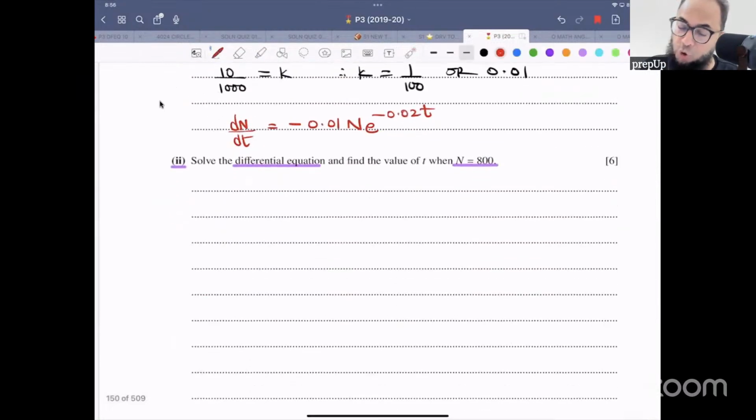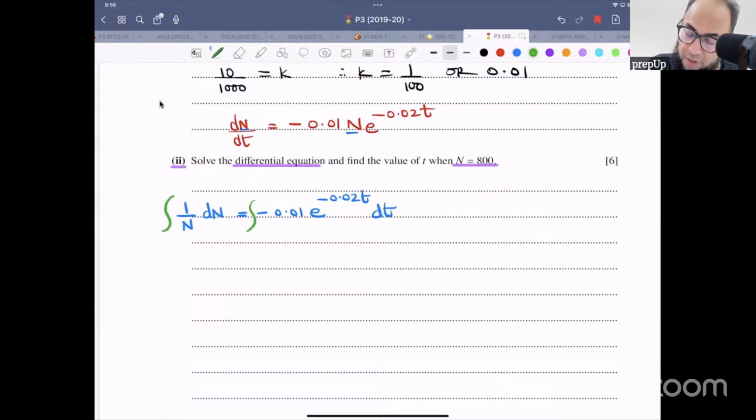Solve the differential equation. Now, in order to solve it, I'll write 1 over N dN. So I'm taking this N and dN together, variable separable. And this is negative 0.01 e to the negative 0.02t dt. So always be very, very vigilant when you're copying it down. It's time to integrate. So we just came across the concept of ln. So this is 1 over 1 ln of N. This is exponential. So let me write it over here.